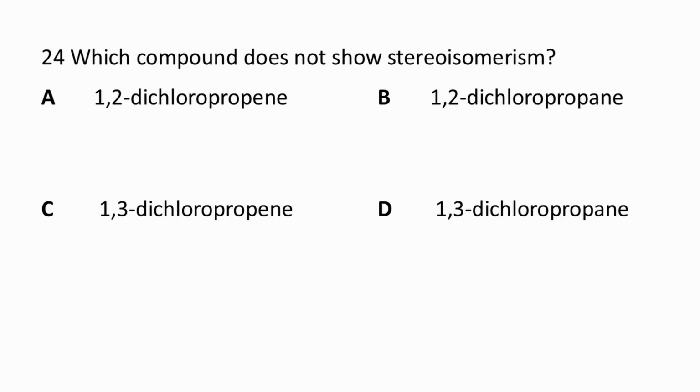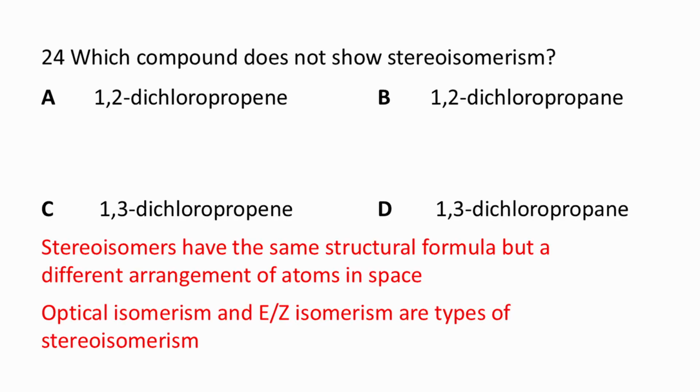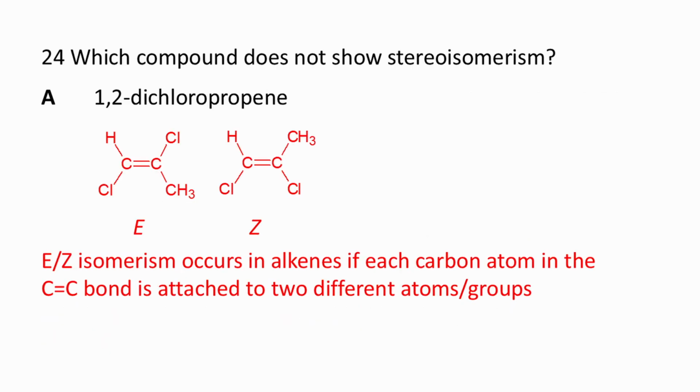Which compound does not show stereoisomerism? Stereoisomers have the same structural formula but a different arrangement of atoms in space. Optical isomerism and EZ isomerism are types of stereoisomerism. If we take each option in turn and draw the structure out from the name, we can see that in the case of option A, it will show EZ isomerism. This occurs in alkenes if each carbon in the carbon-carbon double bond is attached to two different atoms or groups.